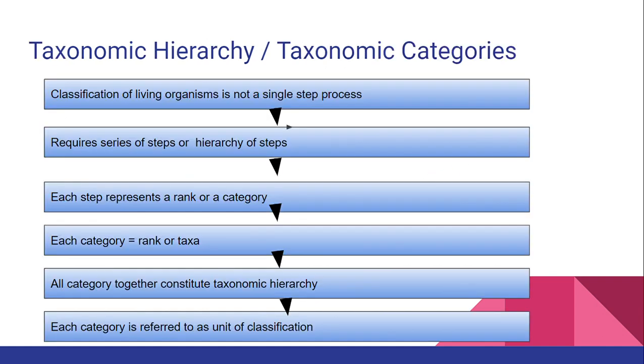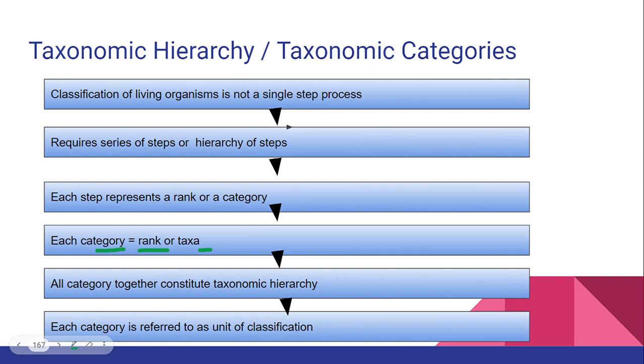Now, taxonomic hierarchy or taxonomic category. Classification of living organisms, we can never do it in a single step. So it requires a series of steps. When I say series of steps, each step we call either rank, category or taxa. So whenever I use the word taxa, you have to understand taxa, rank and category are all equal.